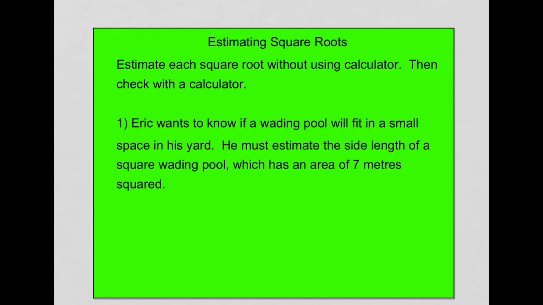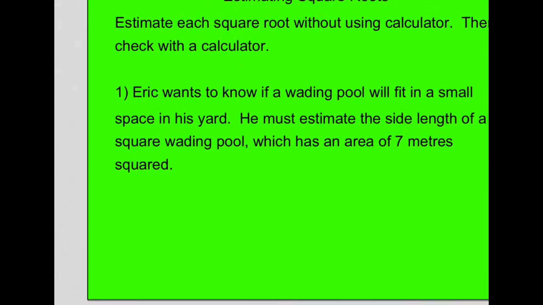So I want to start this off with a word problem, okay? It says, Eric wants to know if a wading pool will fit in a small space in his yard. He must estimate the side length of a square wading pool, which has an area of 7 meters squared. So Eric wants to estimate the side length of a square wading pool. When I say side length of a square, you think to yourself, square root. So he wants to estimate the square root of a square wading pool that has an area of 7 meters squared.